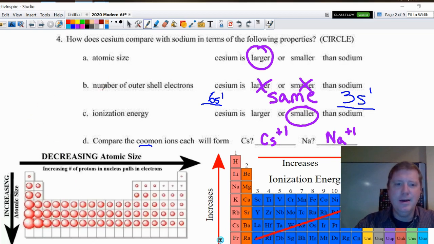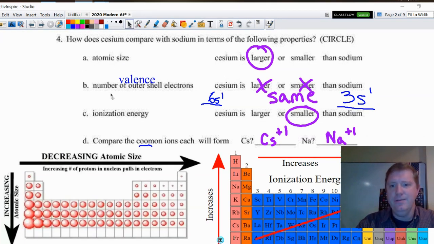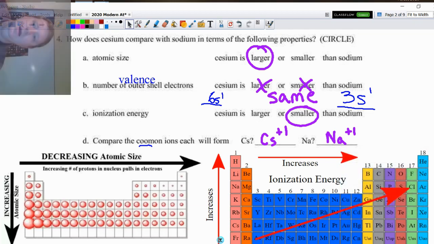How about the number of outer shell electrons? Well, what's another word for outer shell electrons? Let's type that in there. Another word for outer shell electrons is valence. They're going to both have the same number of valence electrons. They're going to have 1 because they're in the same column.